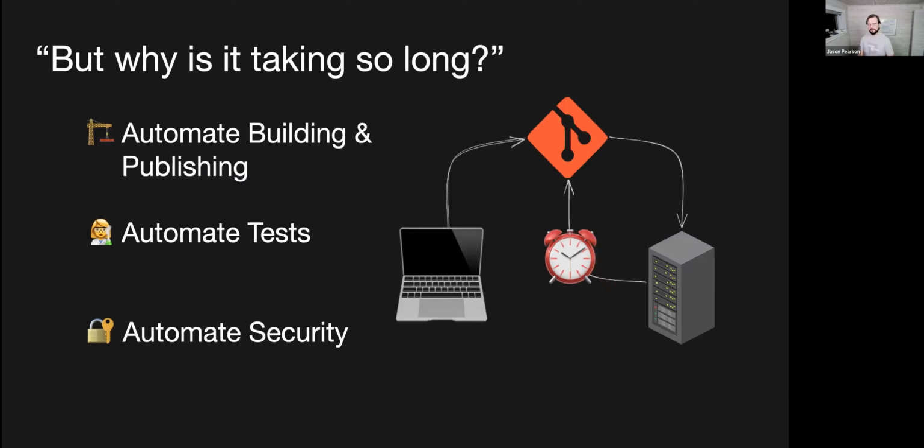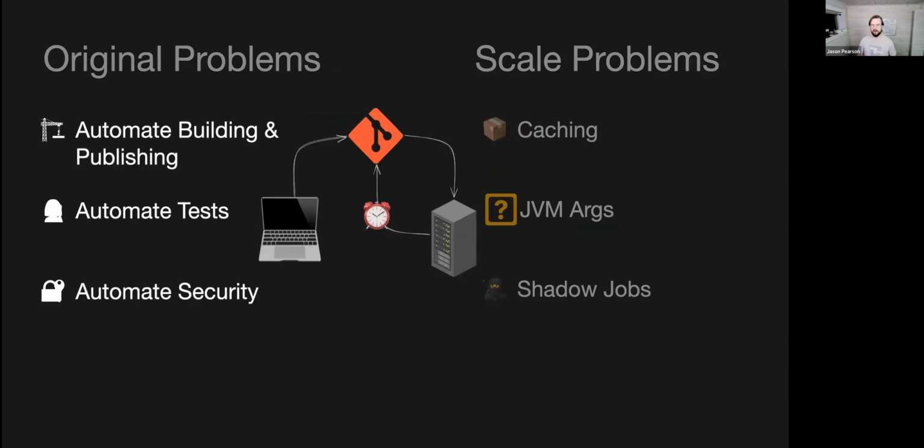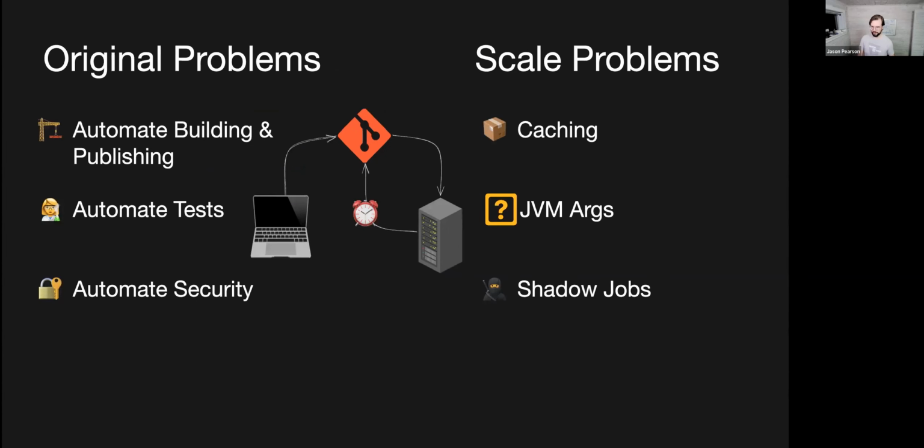It's always going to take some time. Generally, you want to do as much caching as possible. That is across every single CI pipeline that anyone ever makes. You want to utilize the JVM args that you have because we're talking about a JVM build, and you want to utilize shadow jobs in a variety of different ways.